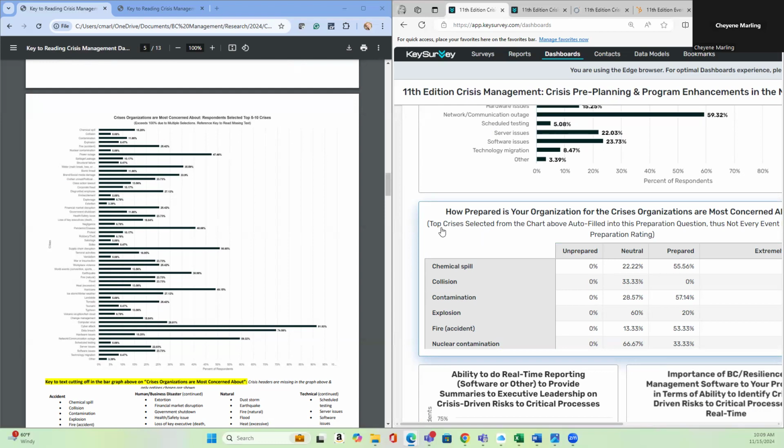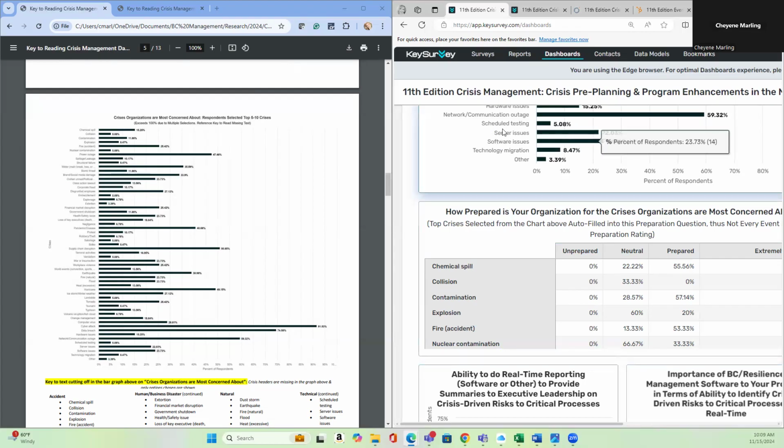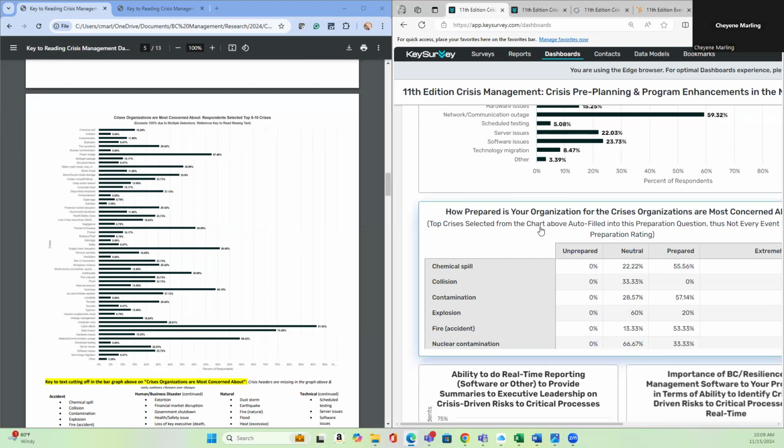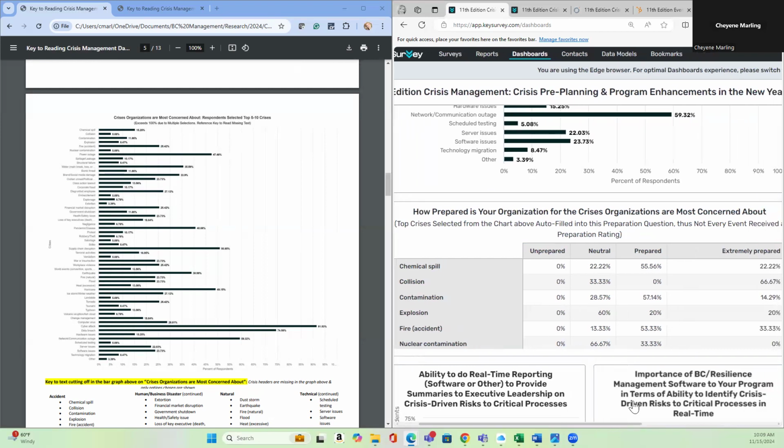So here you can see top crises selected from the chart above auto-populate into the preparation question. So if you said you're most concerned about a bomb threat and a power outage, you're only going to answer how prepared your organization is for only those two different crises. You're not going to get collision or explosion. So whatever crises you selected in the question prior auto-populate into how prepared is your organization. So it will skew this following data chart because not every event received a preparation rating. Okay, so very important to note.